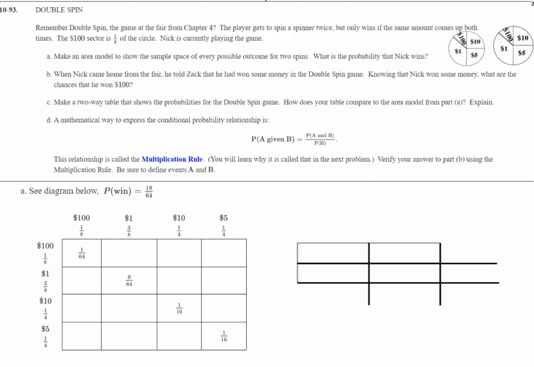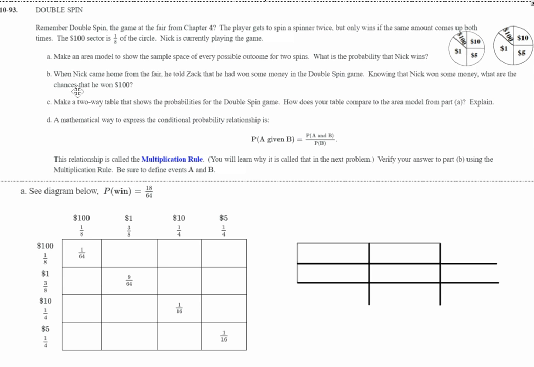So in part A, we did that before, so I just wrote it on the bottom here. It says, make an area model to show the sample space of every possible outcome for two spins. What's the probability that Nick wins? So in this case, to win, all you really have to look at is the diagonal. So what I can do is add up those probabilities, and that's the probability that he wins some money.